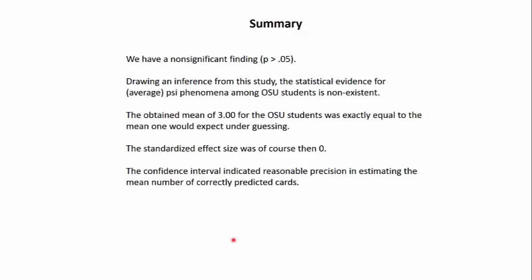So in summary then, we do not have a significant finding. It's non-significant. So drawing an inference from this study, the statistical evidence for average psi phenomenon anyway among OSU students is simply non-existent here. The obtained mean of 3 for the OSU students was exactly equal to the mean one would expect under guessing. The standardized effect size was, of course, then equal to 0, and our confidence interval indicated reasonable precision. So overall, this would be decent evidence that OSU students, at least on average, are guessing.